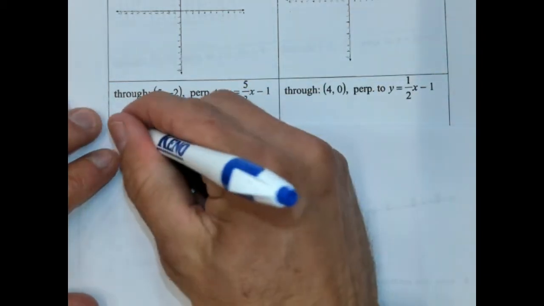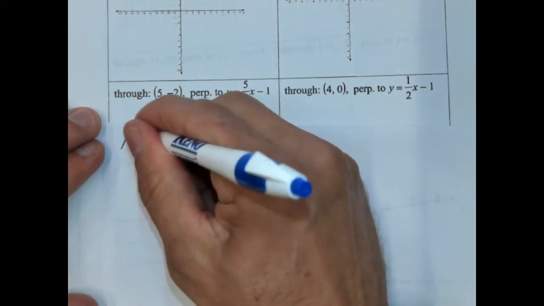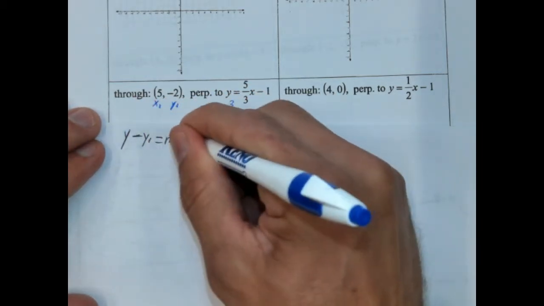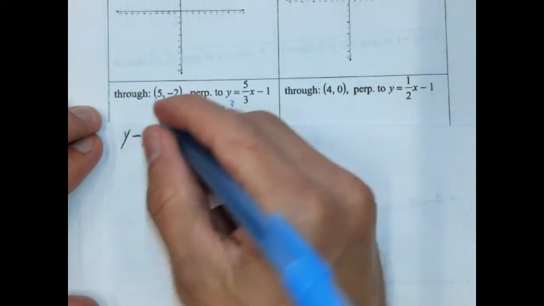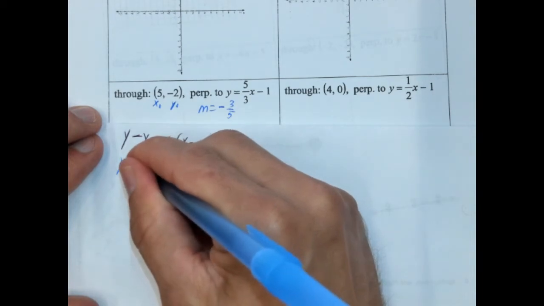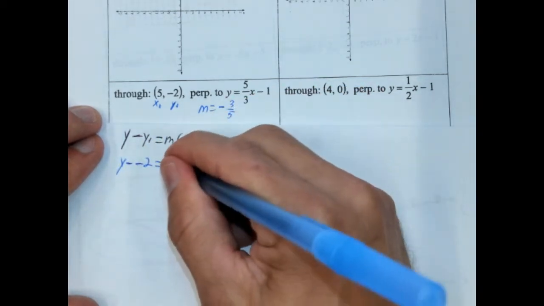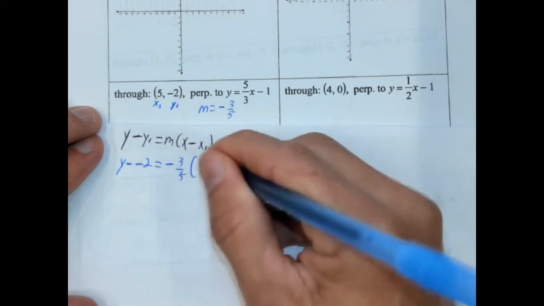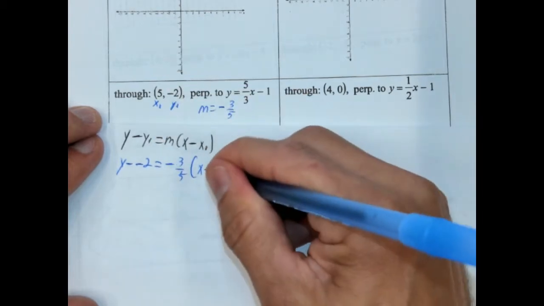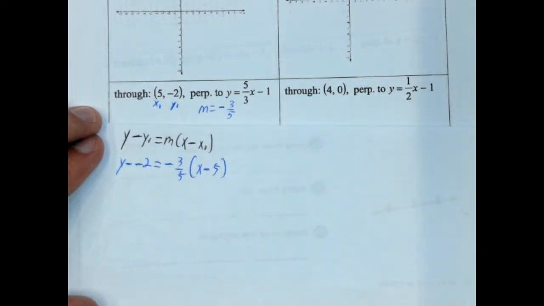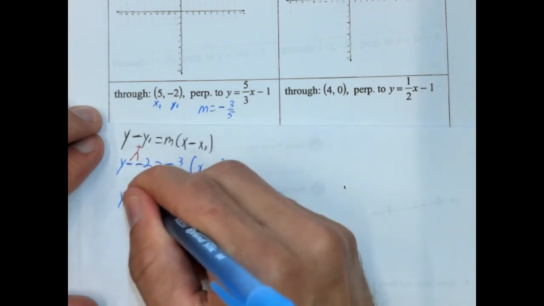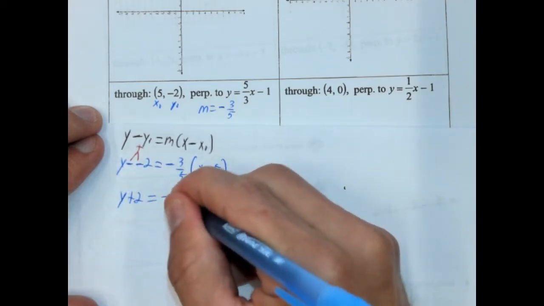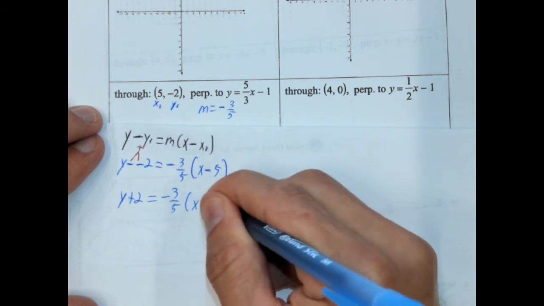Okay, so let's rewrite that. So we have y minus y1 equals m parentheses x minus x1. Now we're going to go ahead and plug these values in. So y minus negative 2 equals m, which in this case is negative 3/5, and then x minus x1, which is 5. Okay. So let's see here. We're going to get rid of this double negative, so we're going to go ahead and rewrite that. So it's going to be y plus 2 equals negative 3/5 parentheses x minus 5.